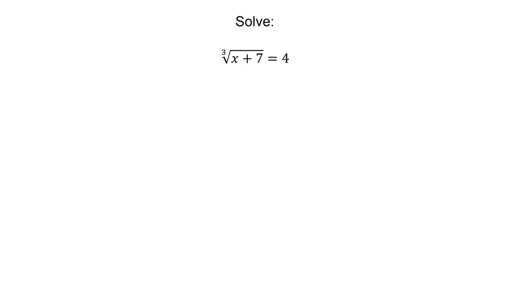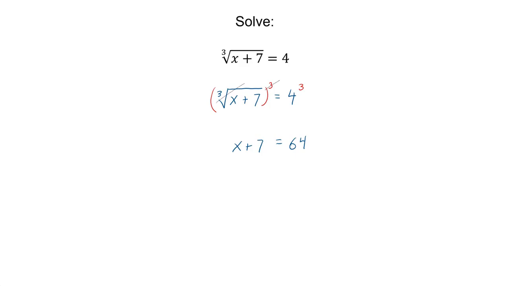Now we need to undo the cube root. The operation that undoes a cube root is the cube operation. So we need to raise both sides of this equation to the third power. That gives us the cube root of x plus 7 raised to the third power on the left side of the equation and 4 raised to the third power on the right side of the equation. We know that the cube root raised to the third power will cancel out.